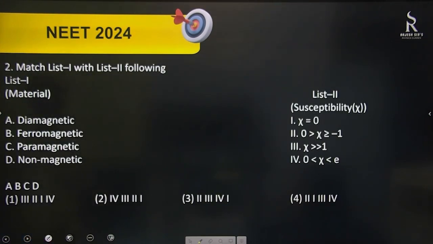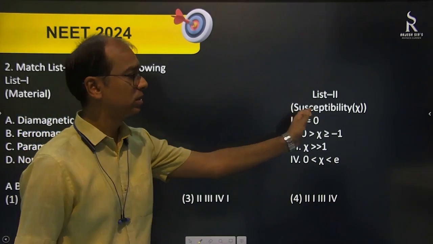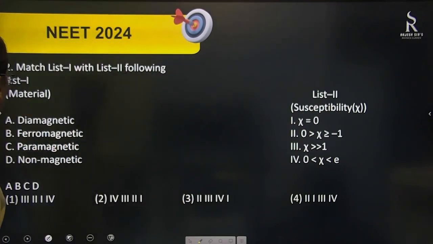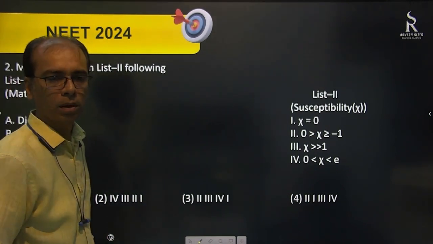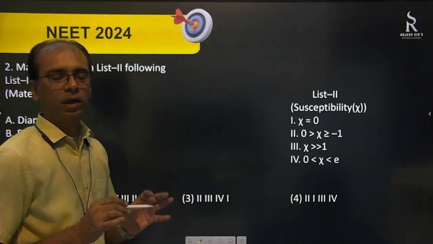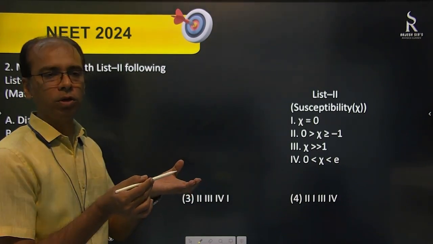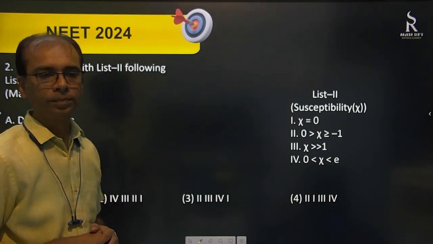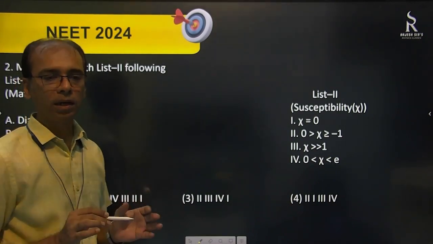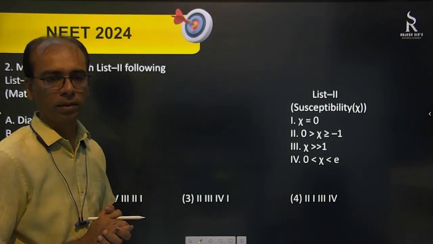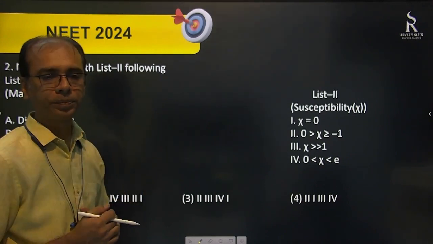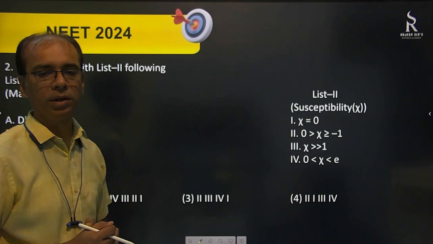Next question is match list 1 with list 2. This is list 1 with material and this is list 2 with susceptibility. So what are the materials? Diamagnetic, ferromagnetic, paramagnetic, non-magnetic. Now first of all, what is susceptibility? Susceptibility is the ratio of induced magnetic moment per unit volume to the outside magnetic field. Induced magnetic moment in diamagnetic material is always in the opposite direction to the external magnetic field you are applying, so the ratio becomes negative.